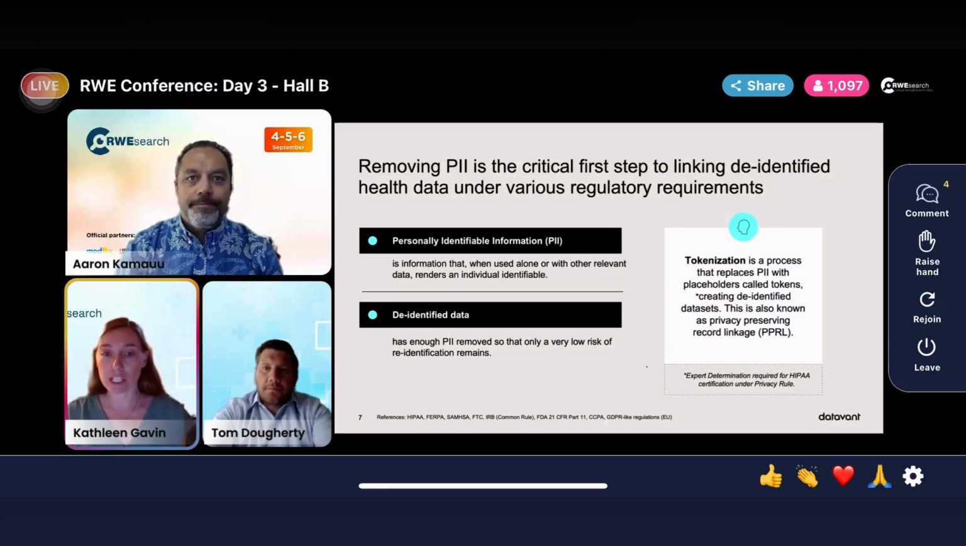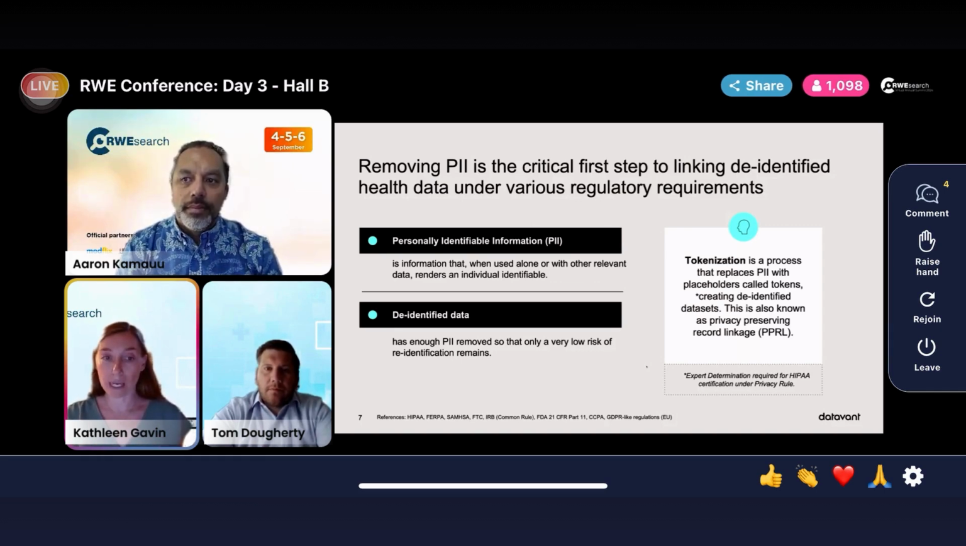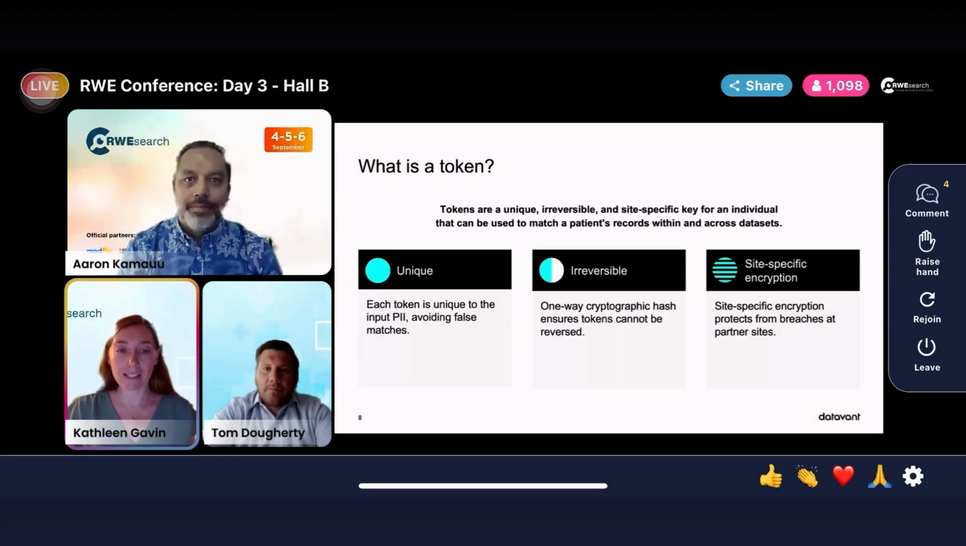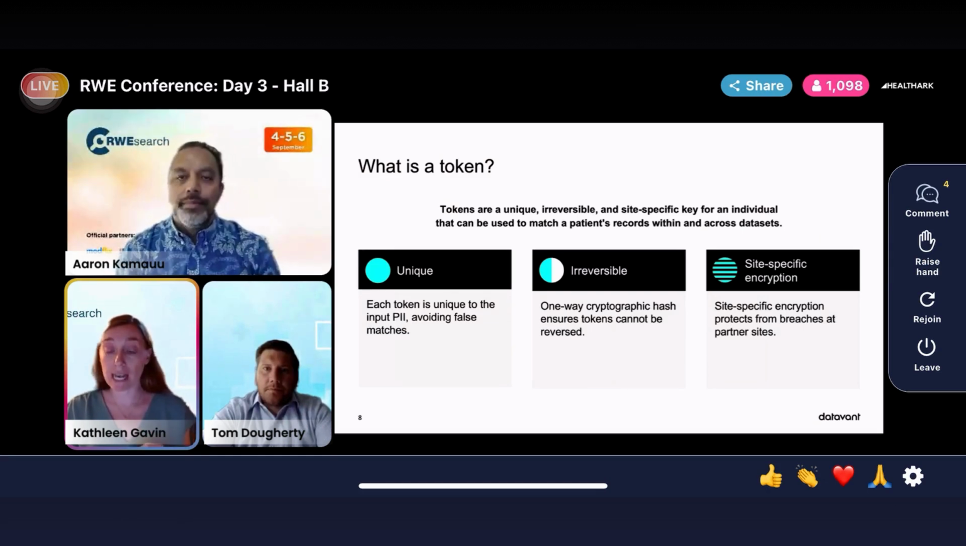And so that's where the generation of a token, also sometimes referred to as a patient key, kind of comes into place. So tokenization is a process that replaces the PII with placeholders called tokens, creating de-identified data sets. And so you may also hear this referred to as privacy-preserving record linkage, and tokens could also be called privacy-preserving record locators. So often in the public sector and federal funding, we hear this PPRL terminology. So tokenization, PPRL, the same thing. So go ahead on to the next slide. Let's talk about kind of the characteristics of a token, what makes them really unique and secure.